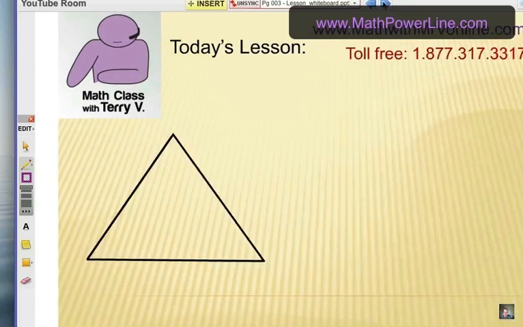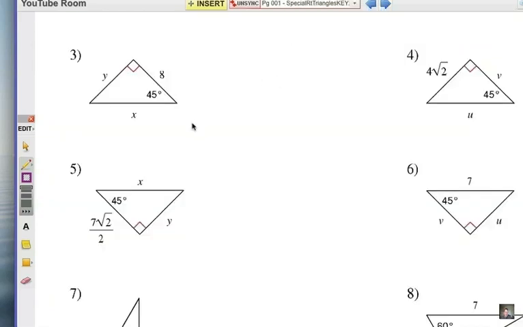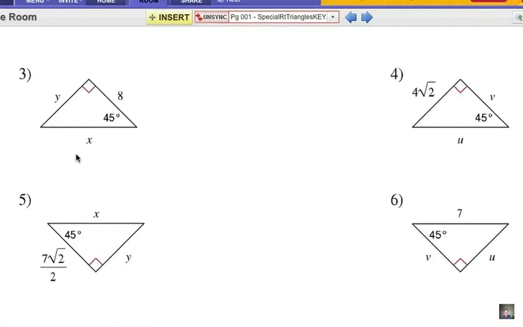All right, let's try a couple of problems here. And I want you to look at number 3. Numbers 3 and 4, and actually 3, 4, 5, and 6. Let's have you try all 4 of these, and then I'll flip the page and we'll go over the answers. Go ahead and pause the video and give it a try.